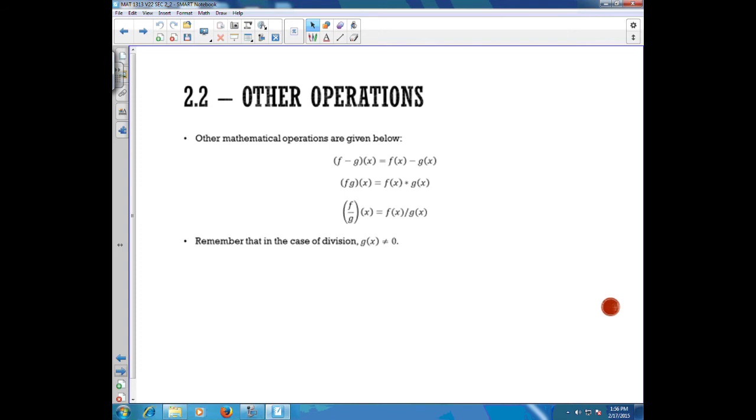So the other operations, as you can see here below, f minus g of x is just f of x minus g of x. F times g of x is just f of x times g of x. And then f divided by g of x is f of x divided by g of x. Remember that in this case, you cannot divide by 0, so g of x cannot be equal to 0.